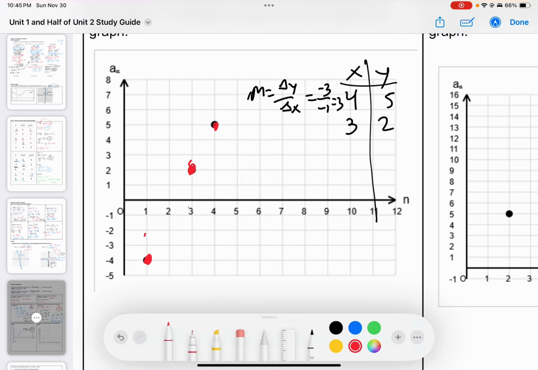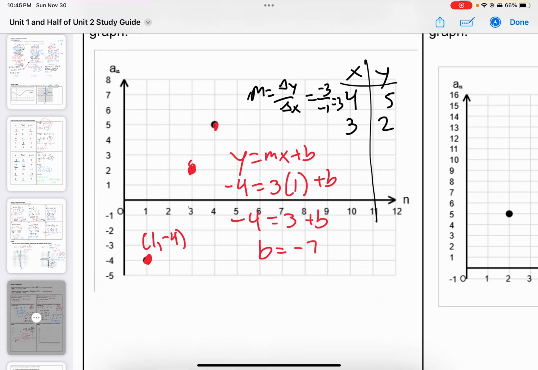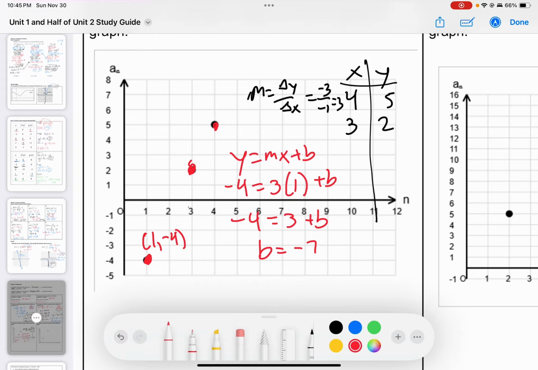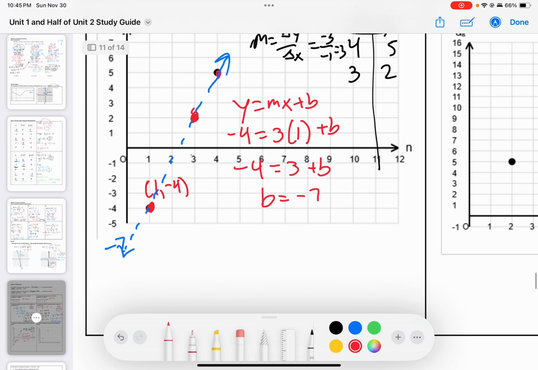This point is (1, -4). So into y equals mx plus b, I'll sub in -4 for y. m is 3, and 1 for x, plus b: -4 equals 3 plus b. b equals -7. And that makes sense, right? If I connected these points into a line, where would I hit the y-axis? Well, it looks like -7 seems pretty legit. So the equation is y equals 3x minus 7, or in sequence notation, 3n minus 7.